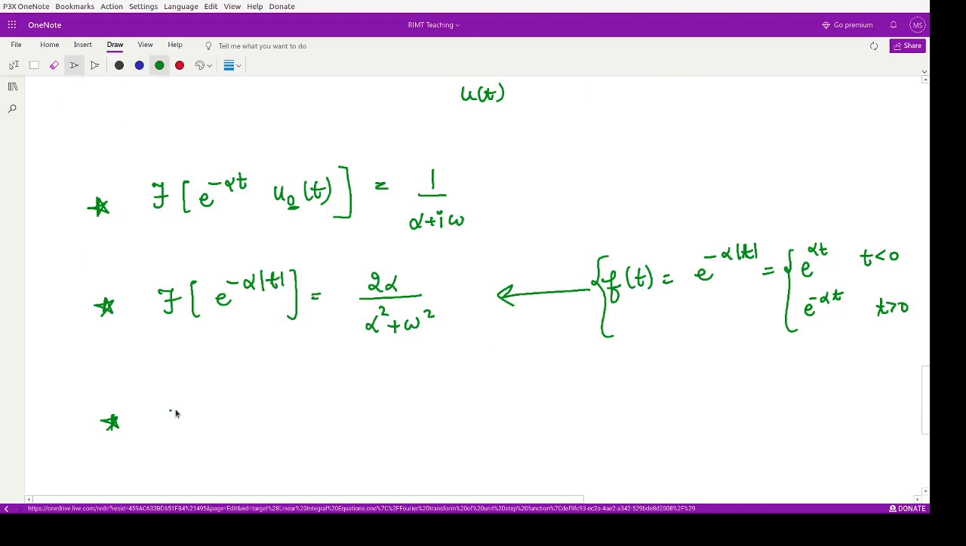The next formula is the Fourier transform of e to the power minus a t square, which is equal to square root pi divided by square root a, times e to the power minus omega square divided by 4a. So these are very simple formulas, and you can use the definition to calculate the Fourier transform of all these functions, right?